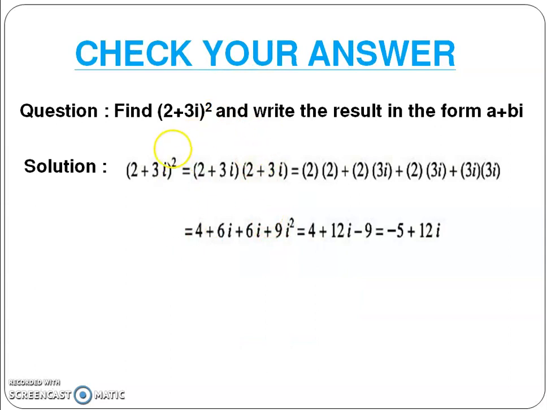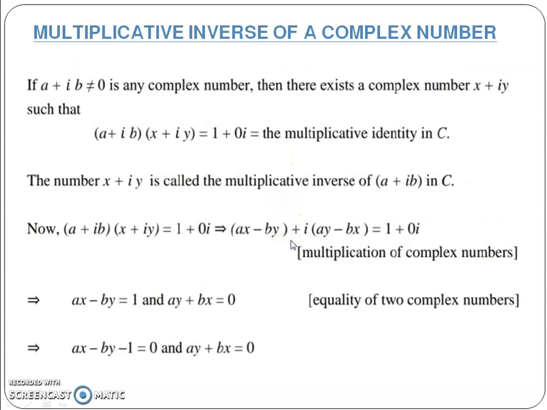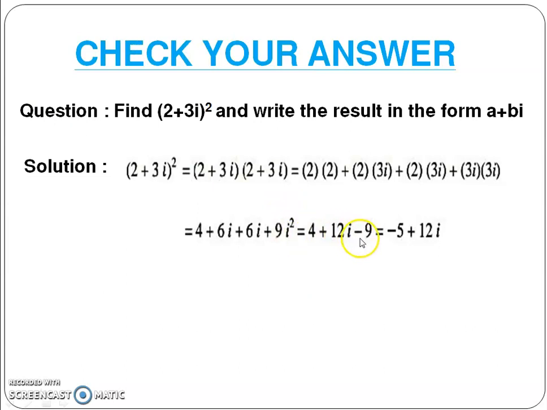So let's see what is the solution. For finding the square of 2 plus 3 iota, I simply need to multiply 2 plus 3 iota with itself. So 2 into 2 is 4. 2 into 3 iota is 6 iota. 3 iota into 2 is 6 iota. And 3 iota into 3 iota is 9 iota square. Again, replacing iota square with the minus sign will get the required result.